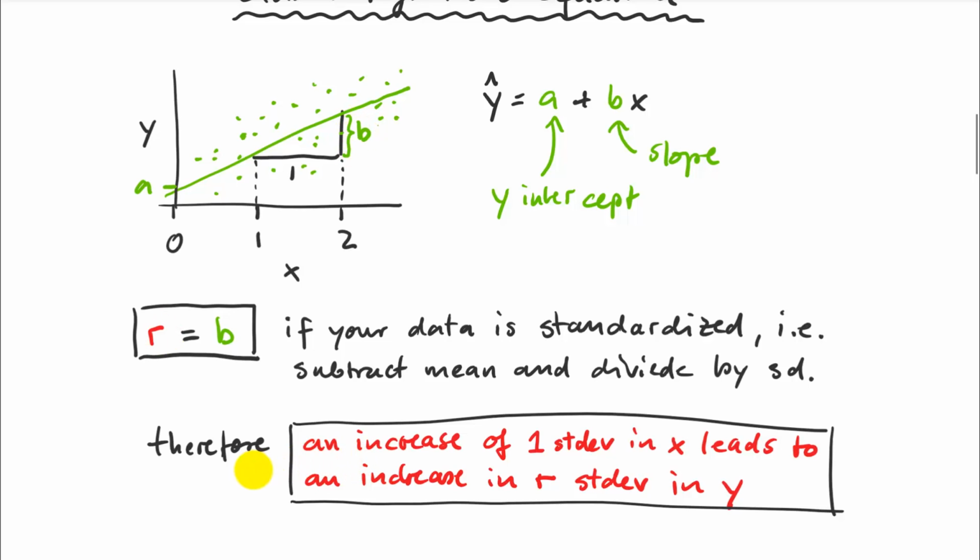And therefore you can also say an increase of 1 standard deviation in x leads to an increase in r standard deviations in y. So r is that slope if both x and y data is not in original units but expressed as standard deviations from the mean.